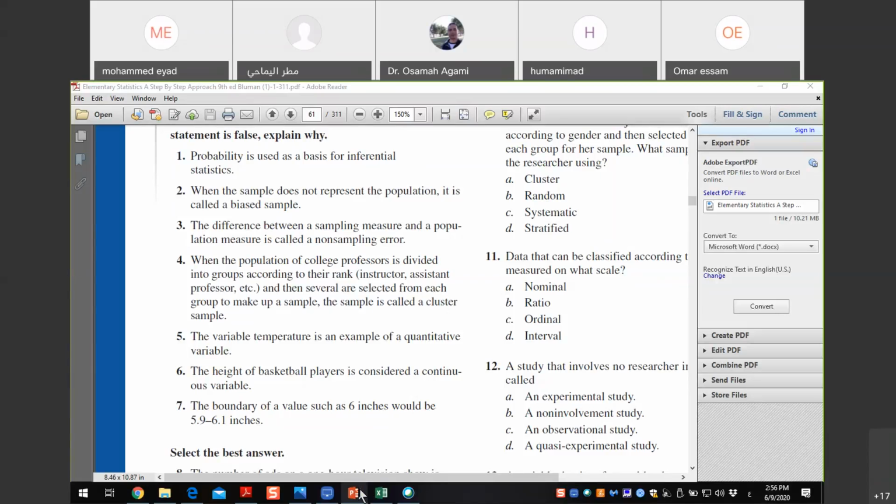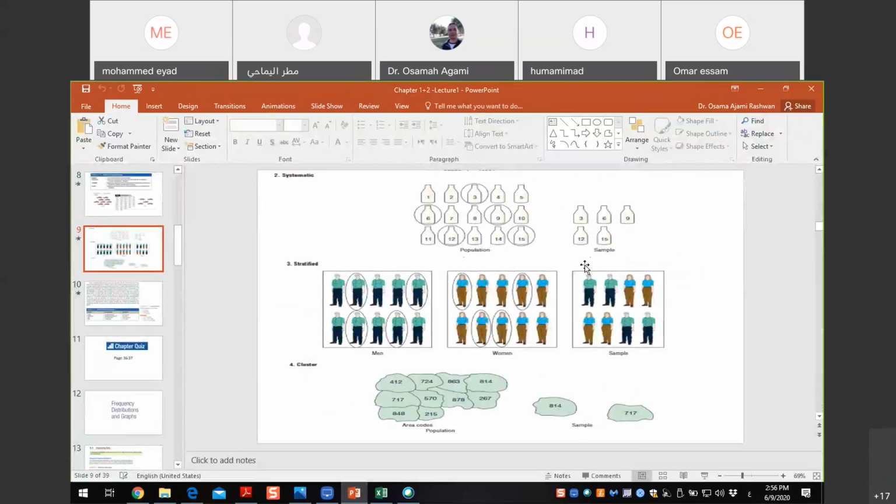Okay. I will show it. No problem. I will show it to you. Okay. So this is the type. Which one? Systematic. Stratified, right? Yes. Because you have groups, and from these subgroups you choose, right? This is why. Okay, excellent. Thank you very much.